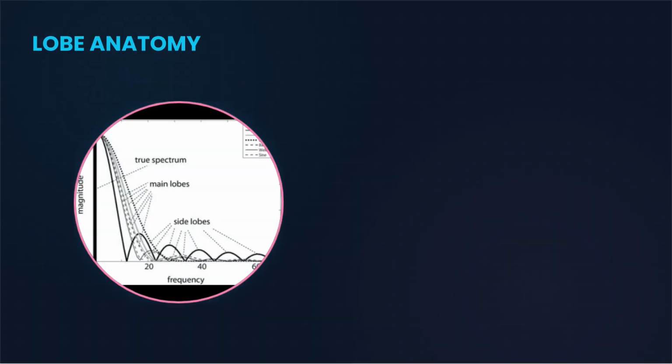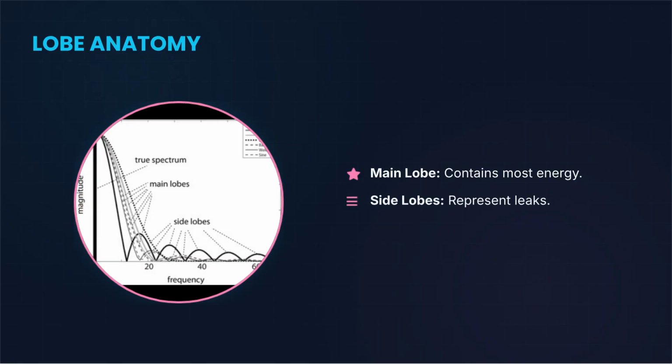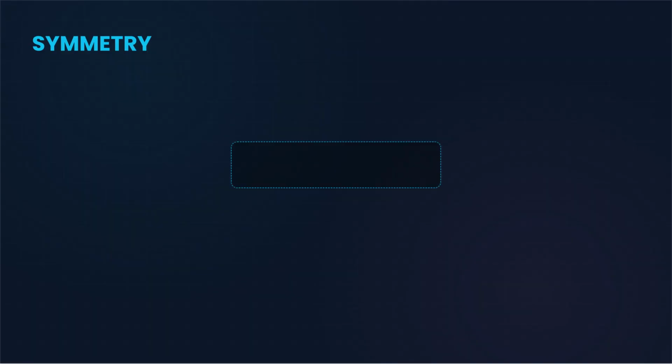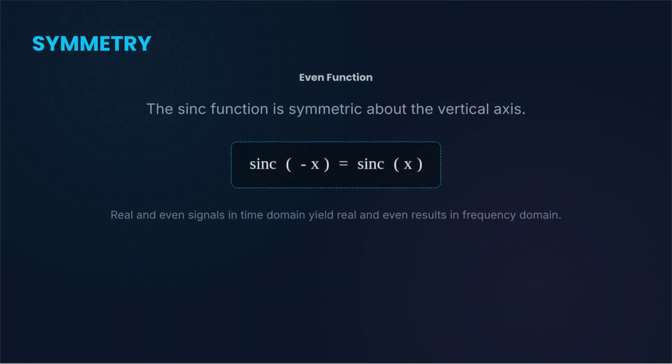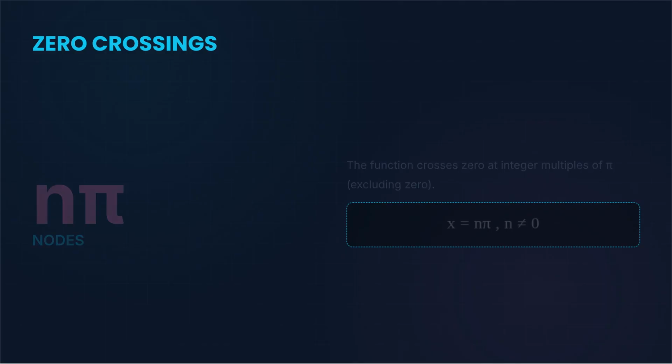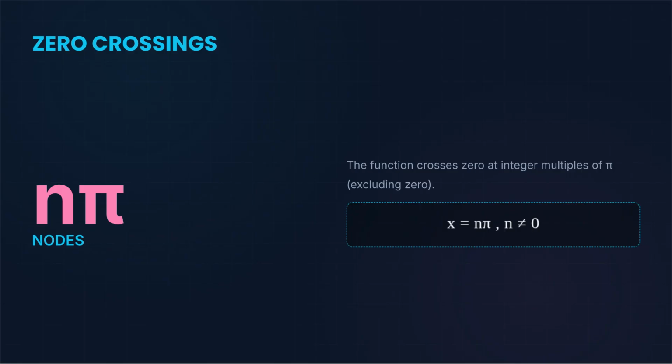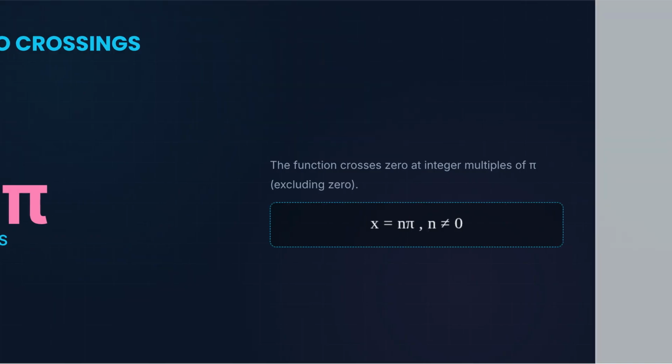The spectrum consists of a main lobe, which contains the most energy, and surrounding side lobes, which represent spectral leakage. The width of the spectrum is inversely proportional to the time duration. The sinc function exhibits symmetry. Since the rectangular function is a real and even signal in the time domain, its Fourier transform is also real and even in the frequency domain. The sinc function crosses 0 at integer multiples of pi, known as the nodes, excluding the origin itself. This is where the energy is 0 in the spectrum.